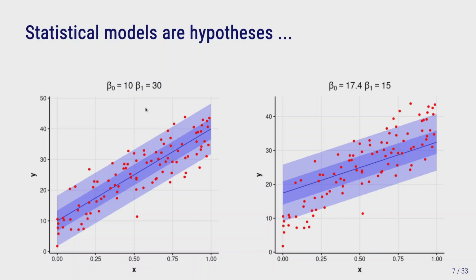So far, tell me if I'm right. So far, to decide that this is a better hypothesis, or a model that is better supported by the data, you are looking at the distance, or the average distance, of the points to the line of the expected value, right?